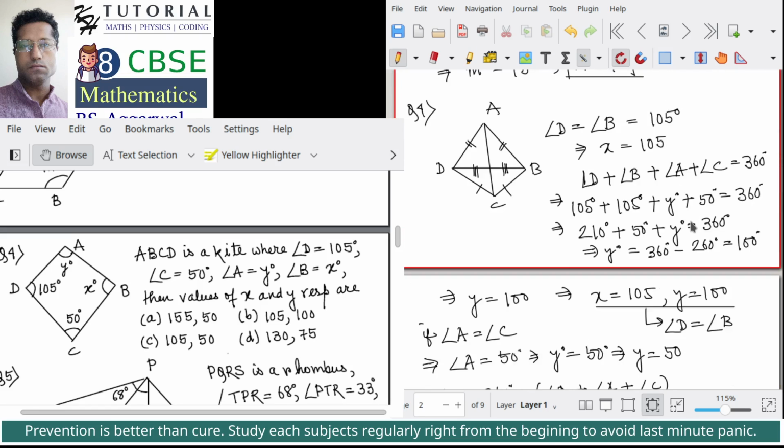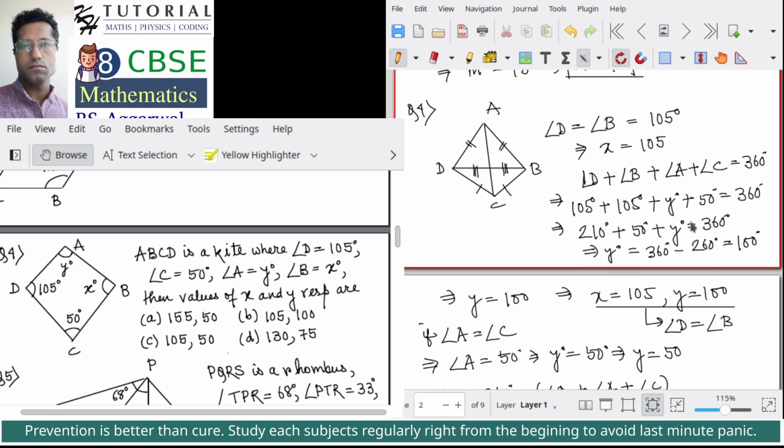If we assume angle D is equal to angle B, in a kite we have only one pair of opposite angles equal. If we assume angle D is equal to angle B, then angle B is also 105, and then y is coming out to be 360 minus 105 minus 105 minus 50, which is 260 minus 160, so y is coming to be 100. If we assume that angle B and angle D are the opposite two equal angles in the kite, then angle B is 105 degree and angle A, that is y degree, is coming out to be 100 degree. So choice B can be a correct choice.